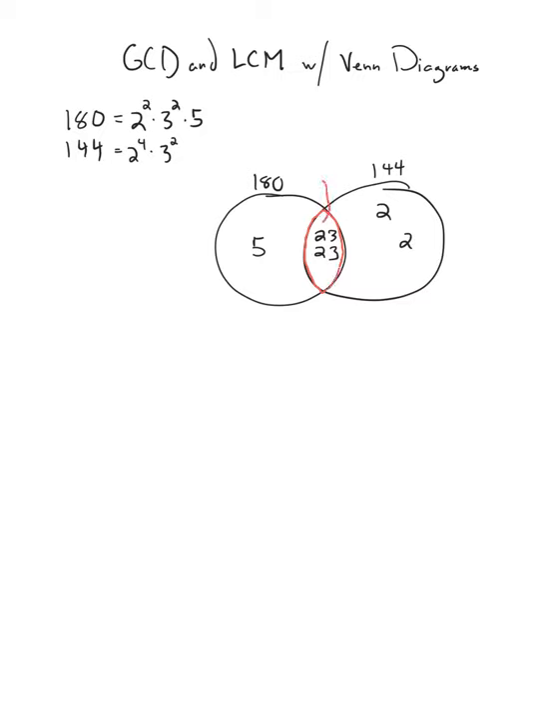So this intersection gives us our greatest common divisor. That's pretty cool. And, well, the least common multiple, that's going to be the union of these. This is our least common multiple. So we can view greatest common divisors and least common multiples in terms of Venn diagrams.